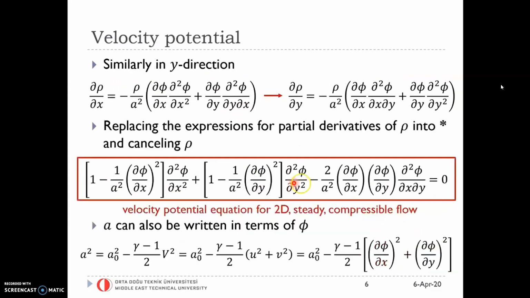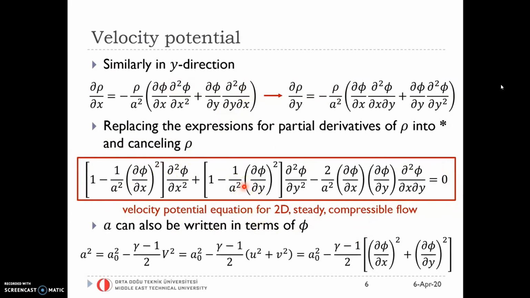So if I replace them with their correspondences that I derived here now, and then if I divide everything by rho, because now if I substitute these terms into the previous equation, all of the terms will have rho component. So then if I just simplify, if I divide everything by rho, then I will end up with this equation given in red rectangle here. So that equation is only in terms of velocity potential and the speed of sound here.